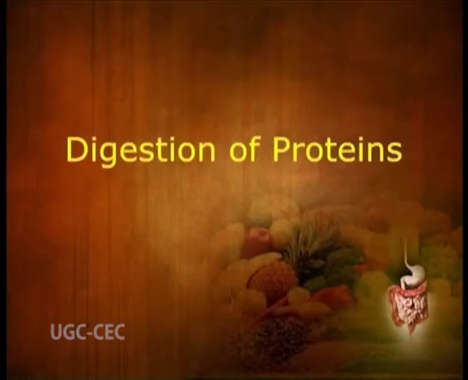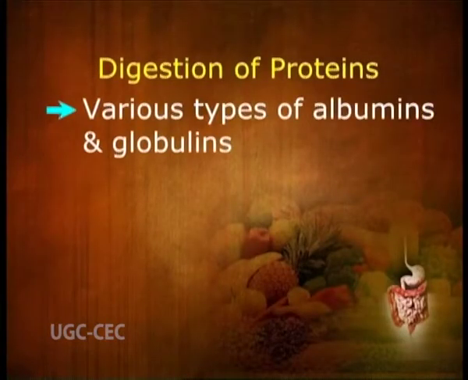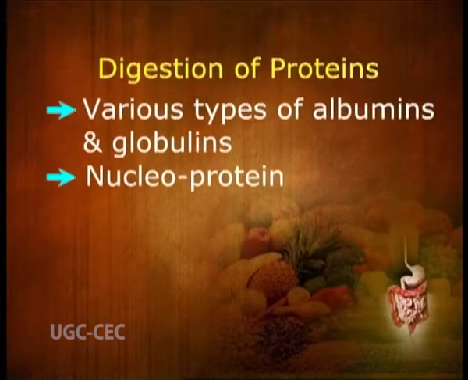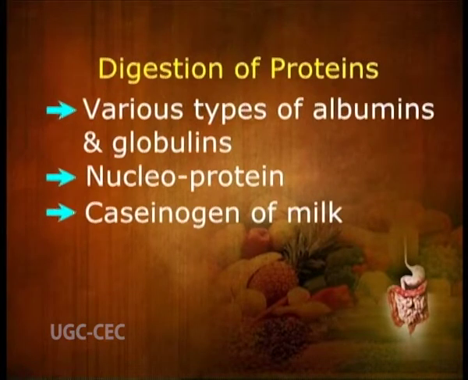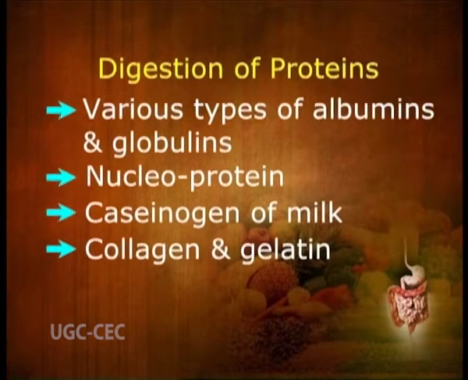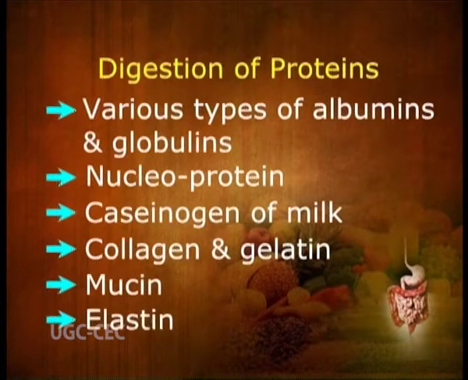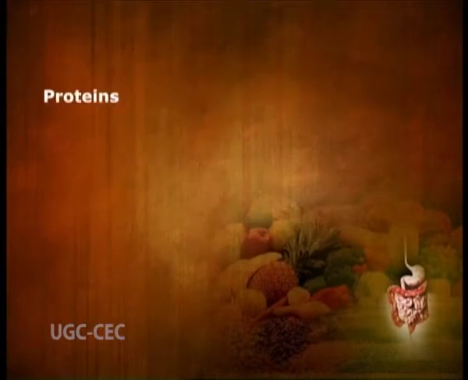Now, the digestion of proteins. The different forms in which proteins are taken in diet are various types of albumins and globulins, nucleoprotein, caseinogen of milk, collagen and gelatin, mucin and elastin. Of these proteins, elastin cannot be digested. Proteins are formed from multiple amino acids that are bound together by peptide linkages.